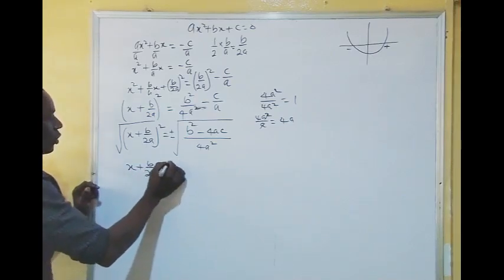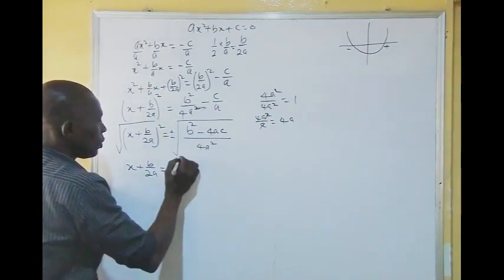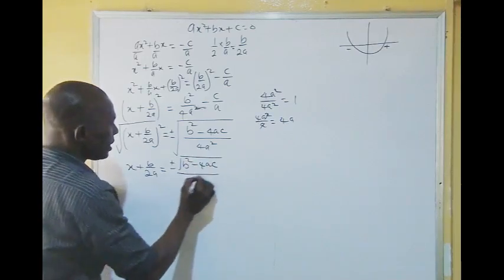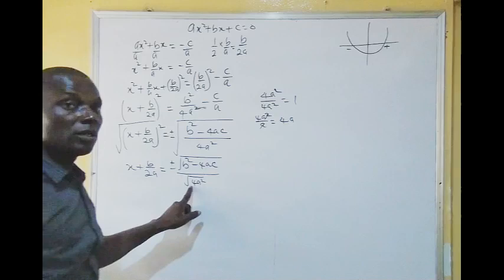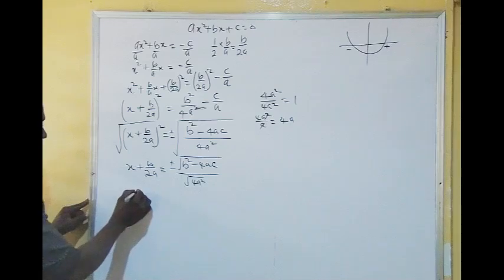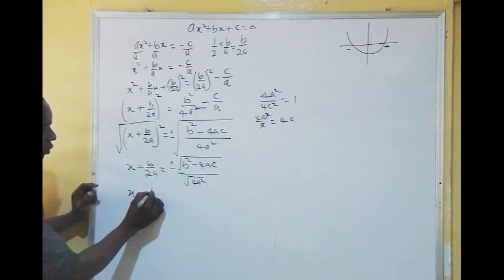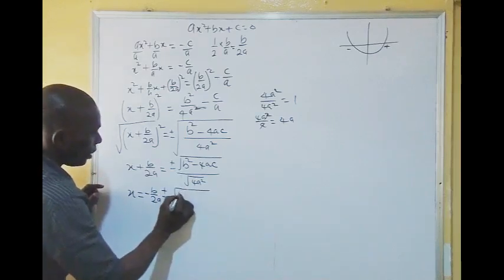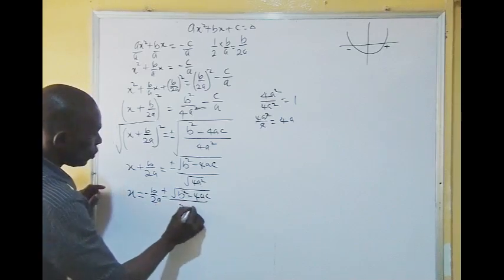So it is equal to plus or minus the square root of the numerator, b squared minus 4ac. Then dealing with the square root of 4a squared, the square root of 4 is 2 and the square root of a squared is just a. Let's move this one to the right hand side. This is positive, and as it comes to the right hand side, it becomes minus b over 2a plus or minus the square root of b squared minus 4ac divided by 2a.